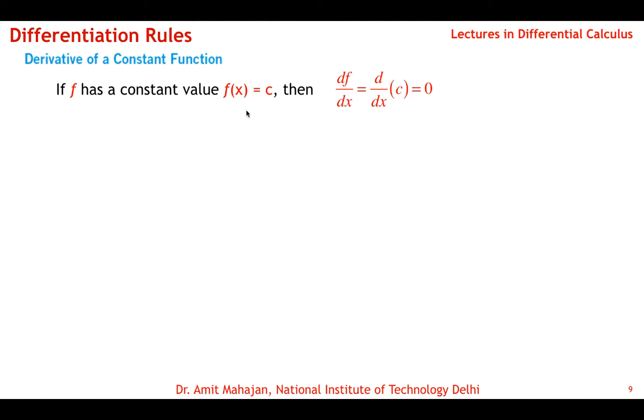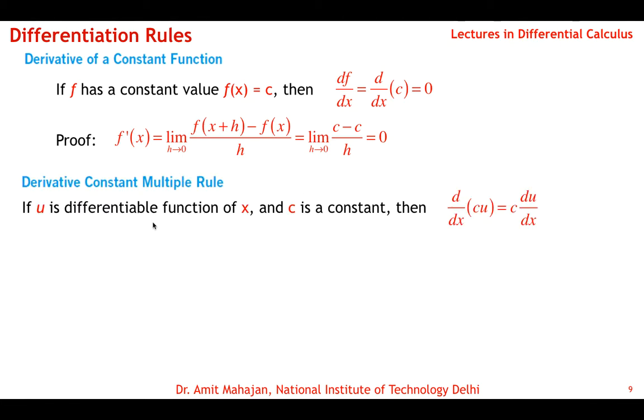So I'll just prove this result by definition: the derivative of the function is the limit as h tends to 0 of f(x+h) minus f(x), over h. Because f(x) is c for all x, it is constant at the point x and also in the neighborhood of the point. So f(x+h) is c and f(x) is c, the difference is 0, and so we get that the derivative of the function is 0. So this is one result: if the function is a constant function, then the derivative is 0.